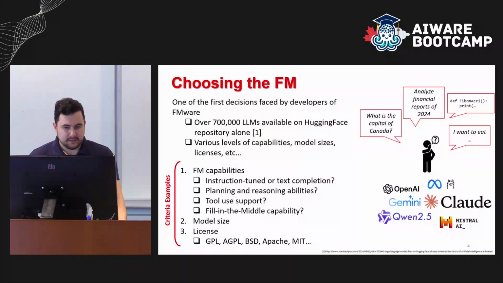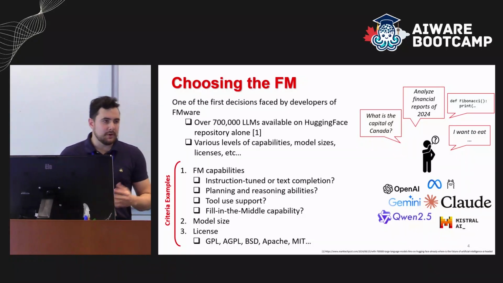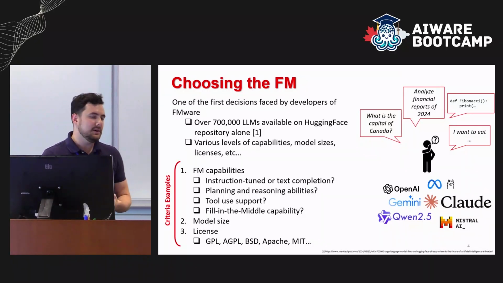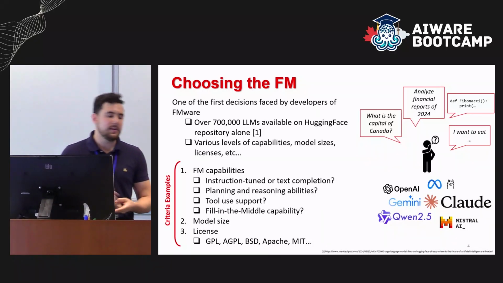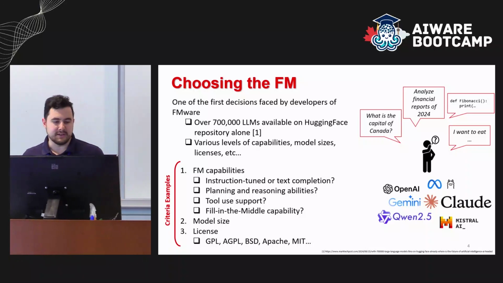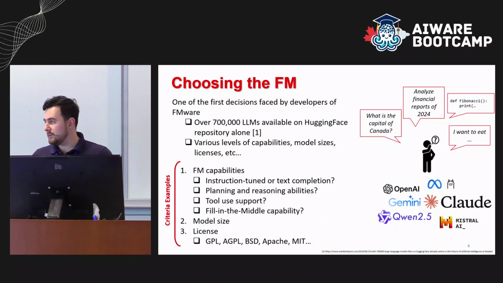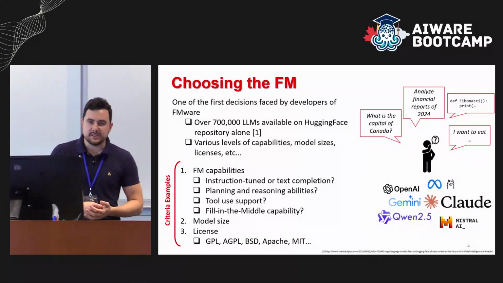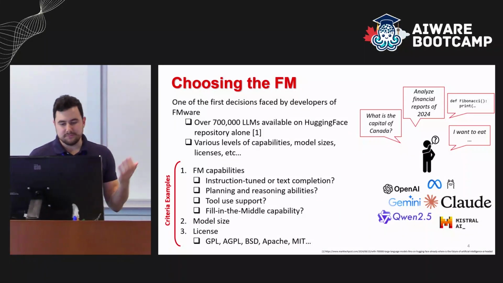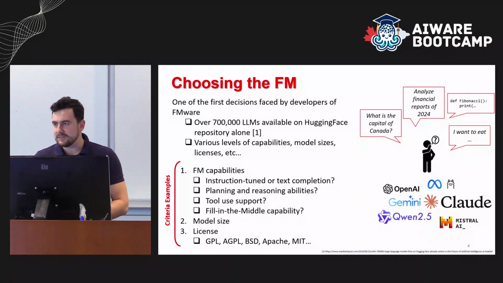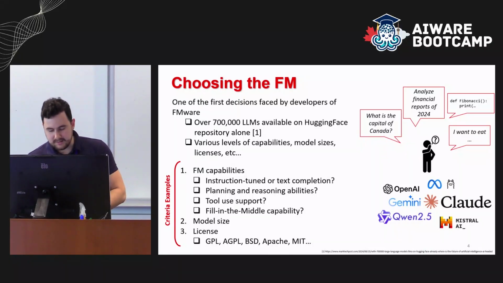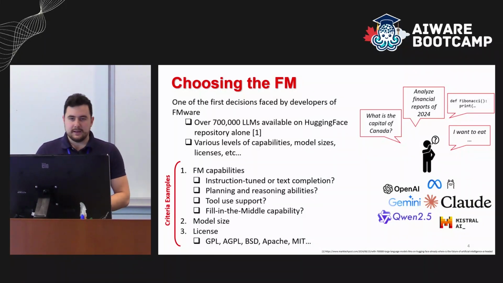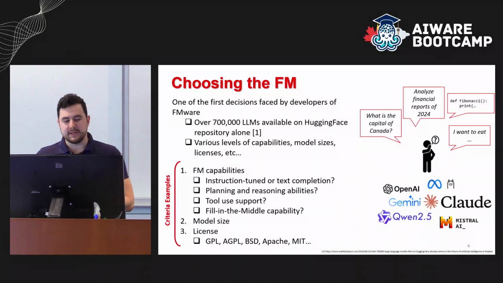Part one. So choosing the correct FM. One of the first decisions, do I go with Llama? Do I go with GPT, Anthropic, Claude? There are many different choices. For example, just on Hugging Face alone, which is this hub for a lot of MLs, there's around 700,000 models you can get. This is actually pretty old information. It's from, I think, June. Now there's probably way more than that. And different models there with different capabilities.